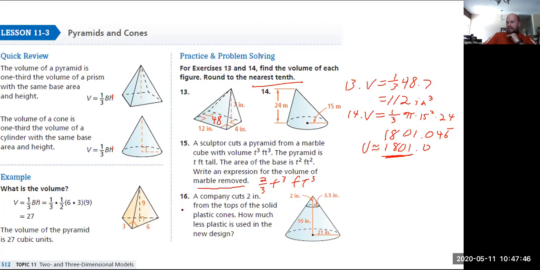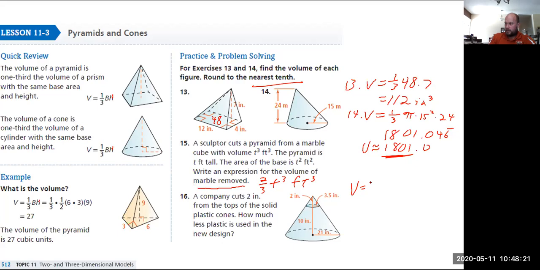On number 16, it says a company cuts 2 inches from the top of the solid plastic cones. How much less plastic is used in the new design? So on here, if they're cutting off the top of this plastic cone, well, we're removing a cone from the cone. This is going to be a composite figure. And again, we're just subtracting. So we're taking the volume of the big cone minus the volume of the little cone.